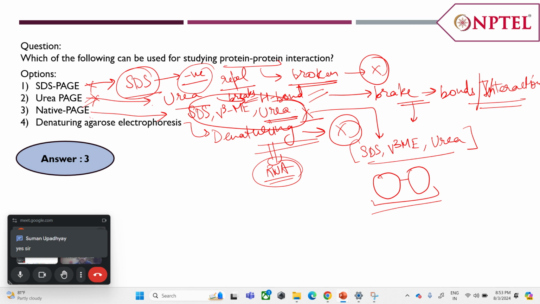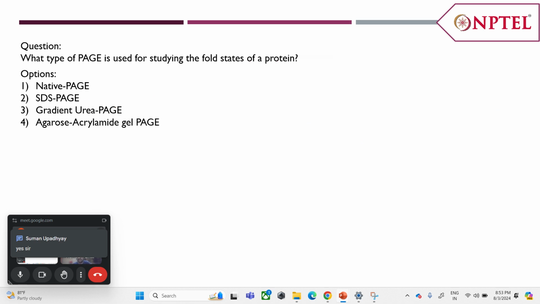Okay, moving on to the next question. What type of PAGE is used for studying the fold states of a urea? Oh, sorry, fold states of a protein. It's native PAGE, SDS-PAGE, gradient urea PAGE, or agarose acrylamide gel PAGE. Can anybody answer?